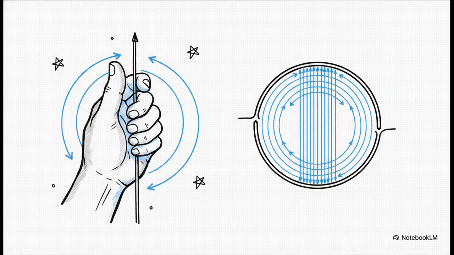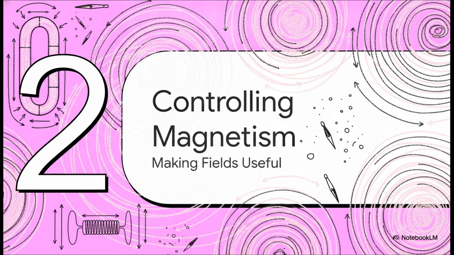And this exact same rule dictates the distinct, highly concentrated magnetic field pattern you get when you take that straight wire and bend it into a circular coil. Section 2. Controlling the magnetic field. Now that we've created it, how do we tame it?